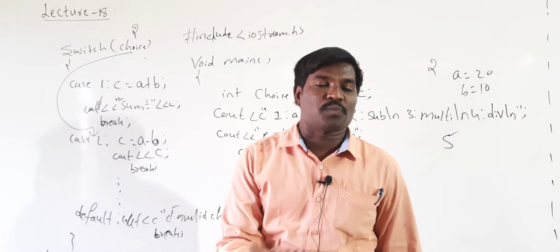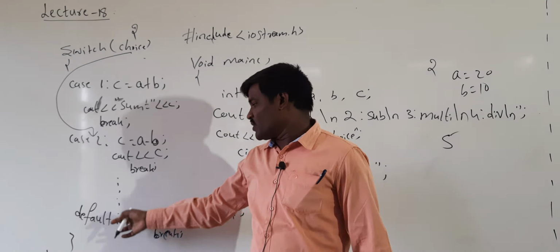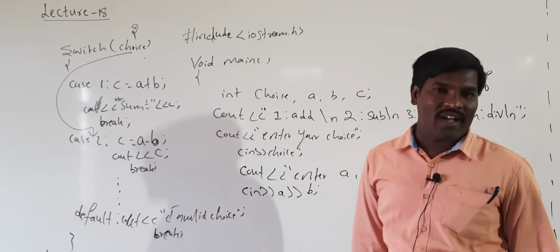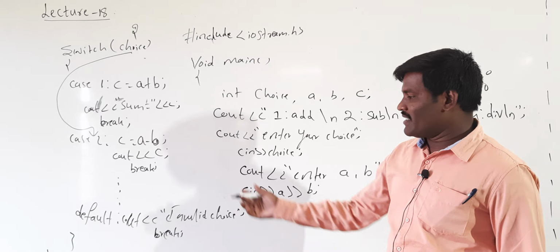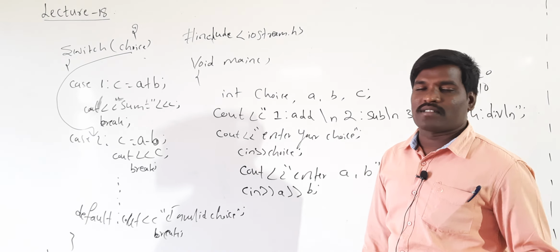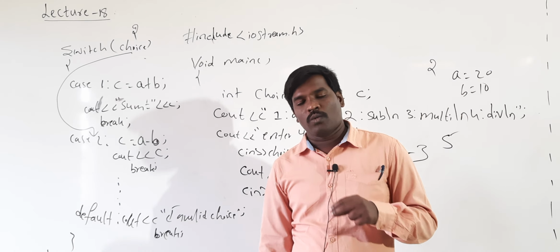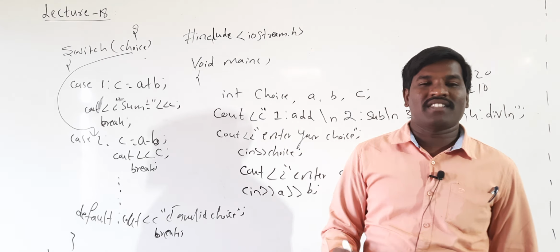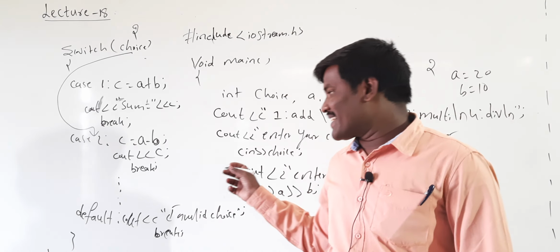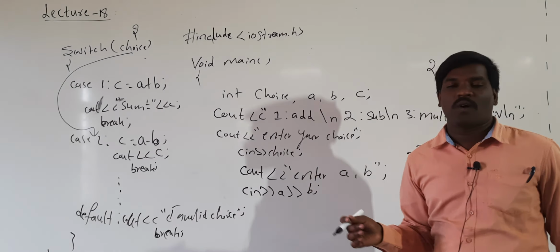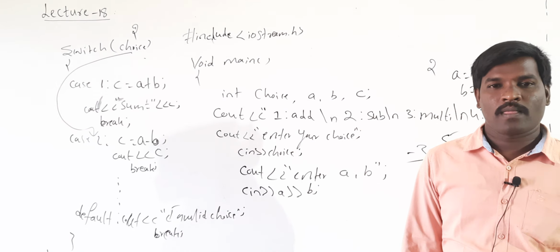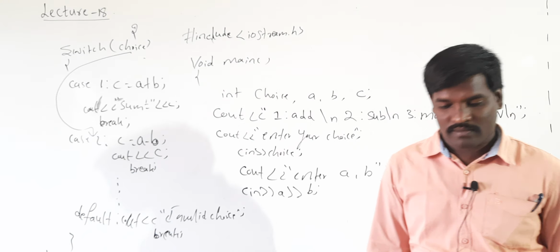Case 5 is not present, that's why it will execute cout invalid choice. Suppose if I enter minus 3, again it will execute the default case. Except 1, 2, 3, 4, whatever choice we give, it will directly execute the default case. Okay, so this is the example for switch case. Okay, it is important.